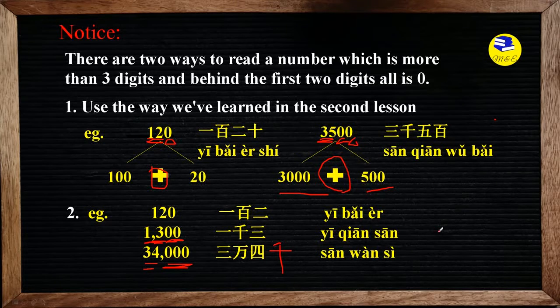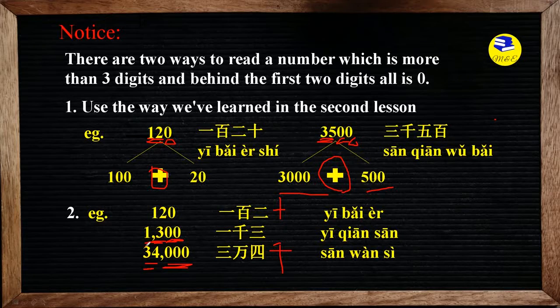Okay? So let's read these 3 numbers again. Use 2 ways. Okay? For practice. The first one, 120. If we use the second way, it is "one twenty", right? If we use the first way, it is "one hundred twenty". Very good.